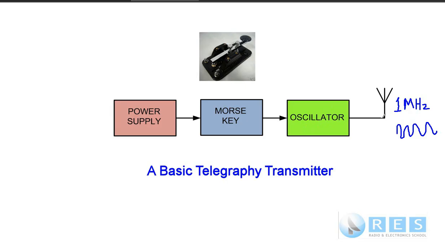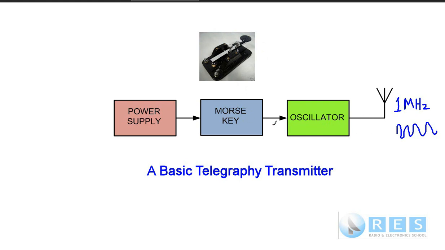And if someone received that, they wouldn't hear any sounds, they wouldn't hear any information, they would just see a deflection of the signal meter on their receiver, and that would be all. But suppose we just add one more device. Suppose we add a telegraphy key, a Morse key, into this position. Now we've got the ability to turn the oscillator on and off.